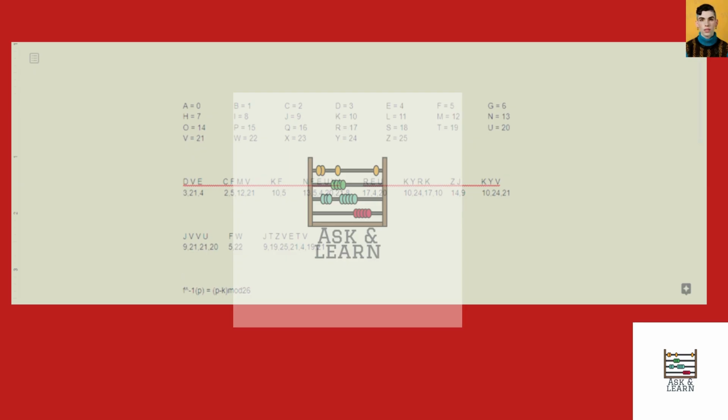So I want to look at the letter V. V equals 21 in this one, and E equals 4. If we take 21 and subtract 4, that gives us 17. So K is 17, and I want to go through and subtract 17 from each of these. So 3 minus 17 is going to be negative 14.